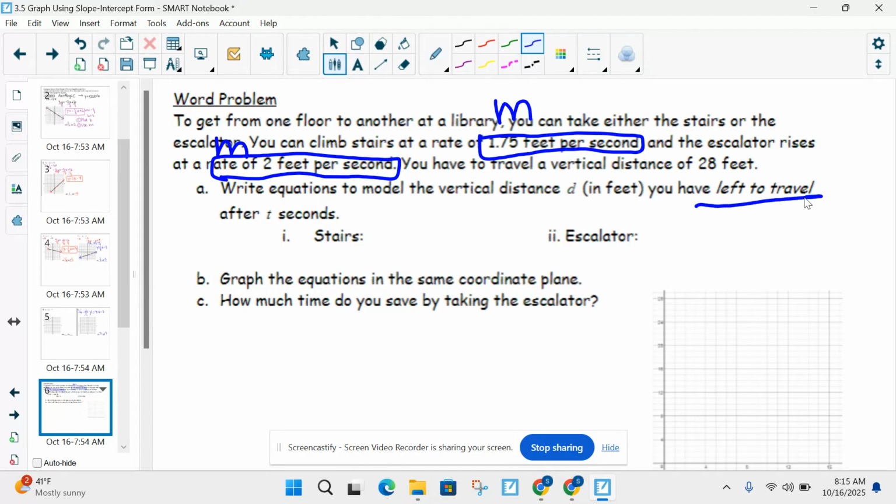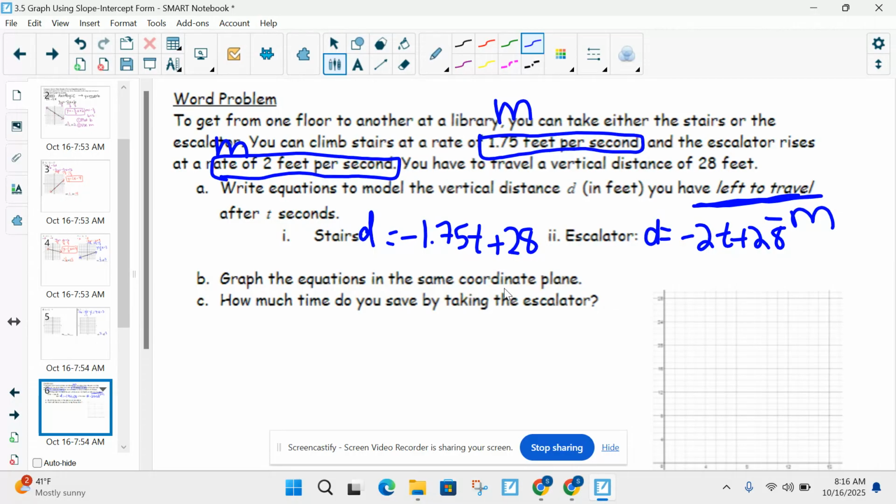Write an equation to model the vertical distance in feet you have left to travel. Whenever you write an equation for how much you have left to travel, the slope is always going to be negative. So you'll start off with d equals, for the distance you have left to travel, the rate, which is -1.75 t, plus the amount that you're starting with, which is 28 feet. And then the escalator would be d equals -2t plus 28.